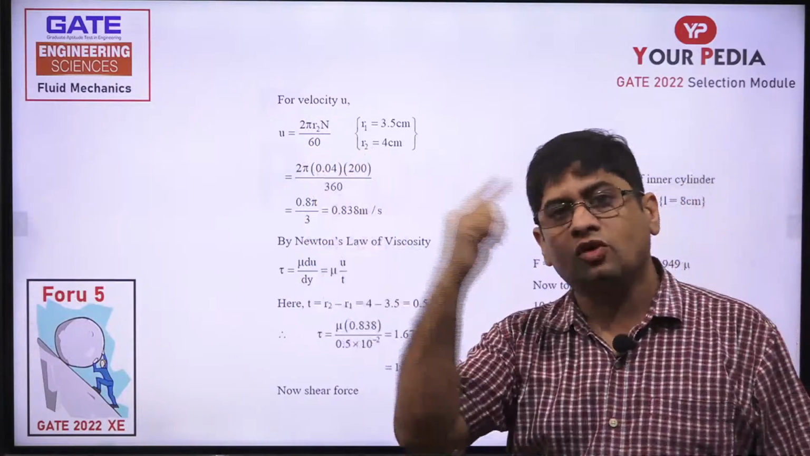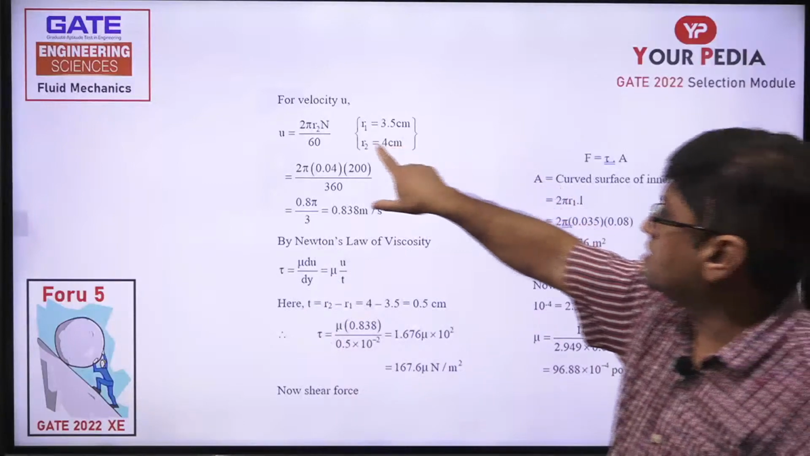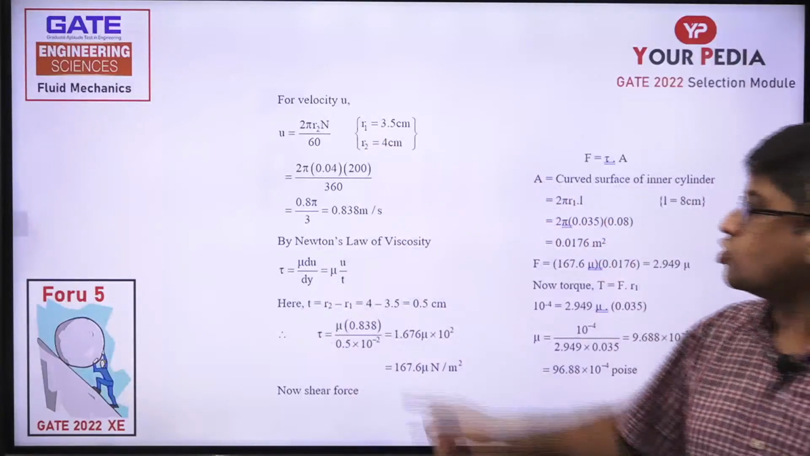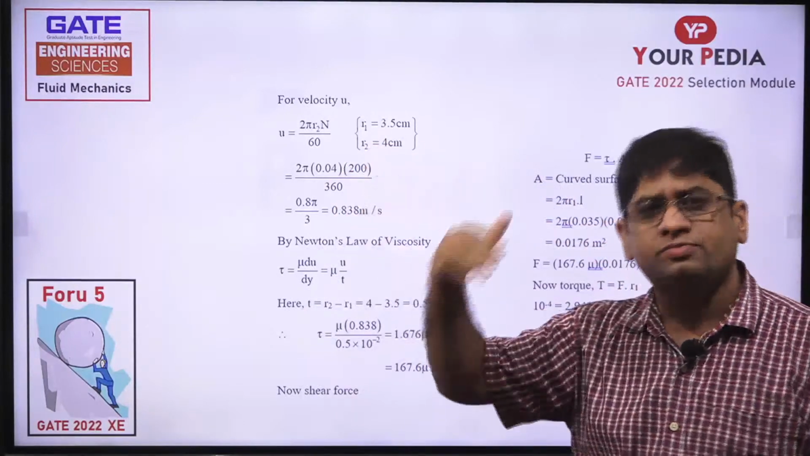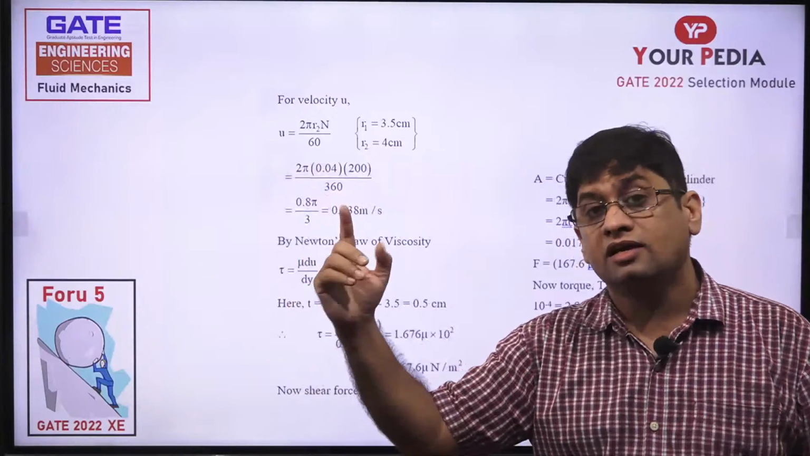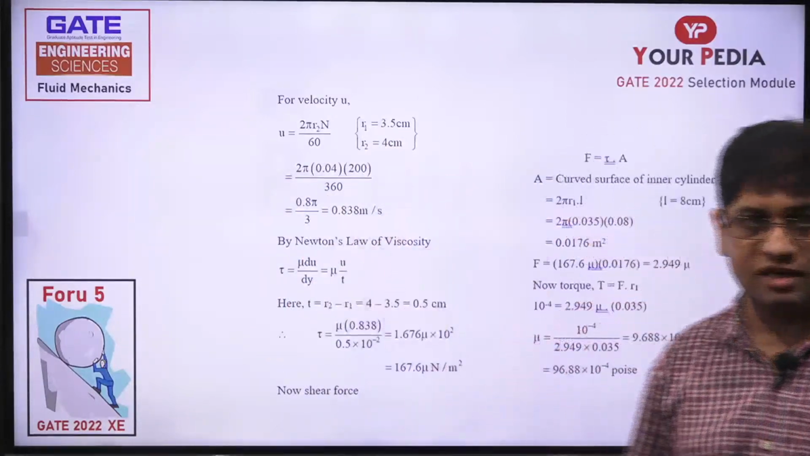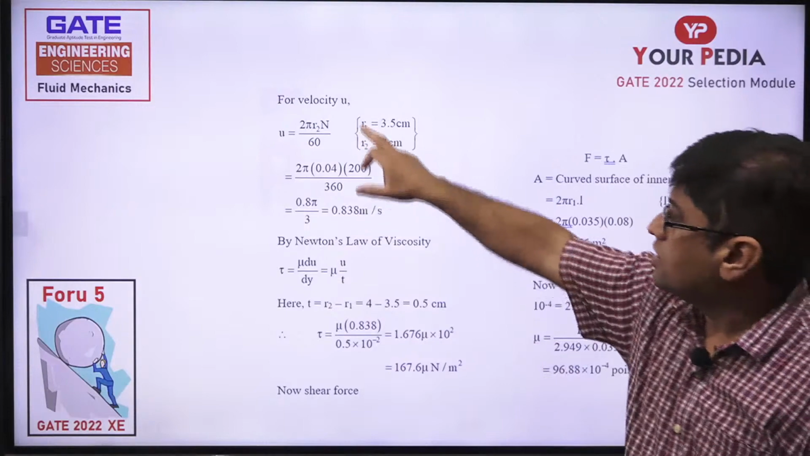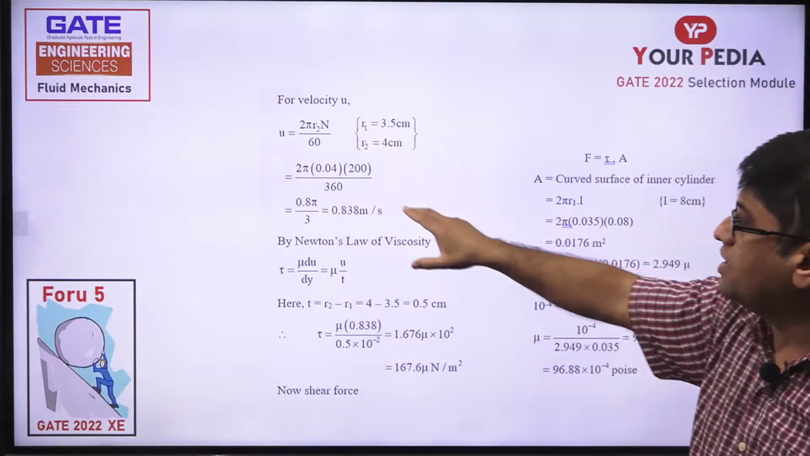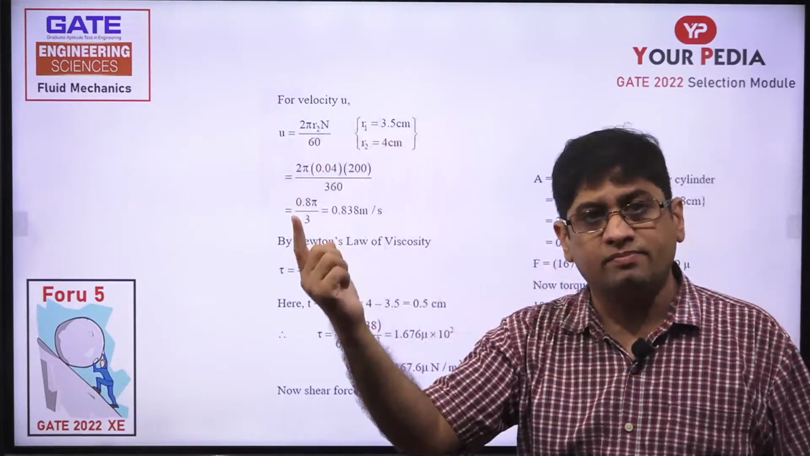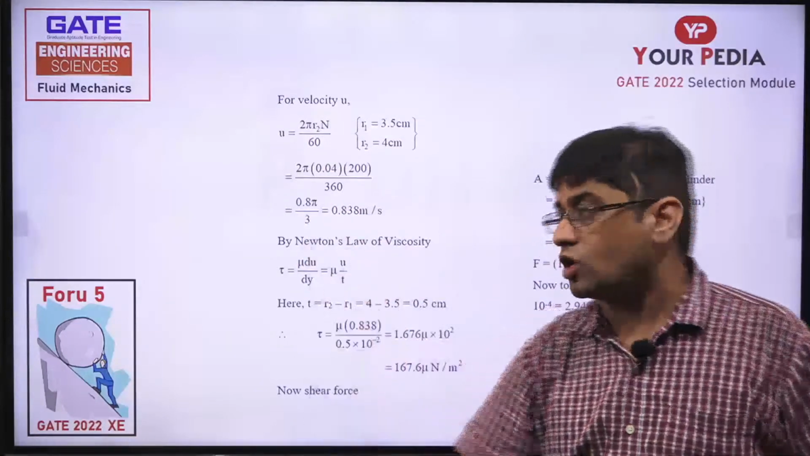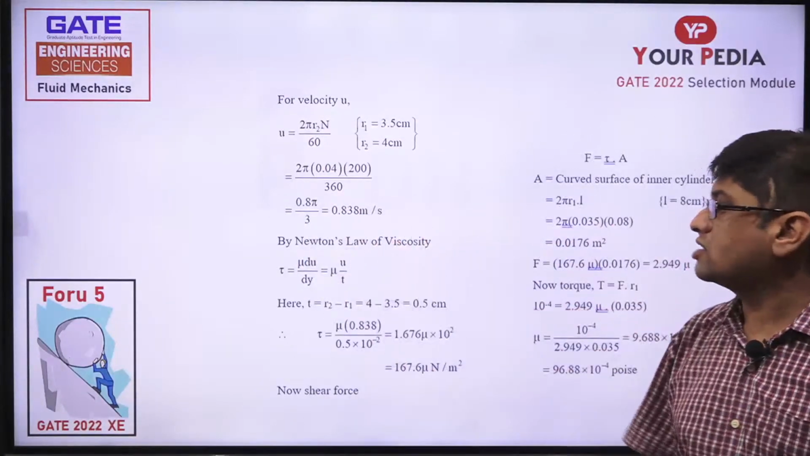The RPM is of the outer cylinder. So the outer cylinder's radius is 4 centimeter. So 2 pi R n, that means pi d n by 60, is the linear velocity of the outer cylinder. So the outer cylinder is having this particular velocity pi d n by 60. N is the RPM. So what is the velocity of the outer cylinder? That is 0.838 meter per second.